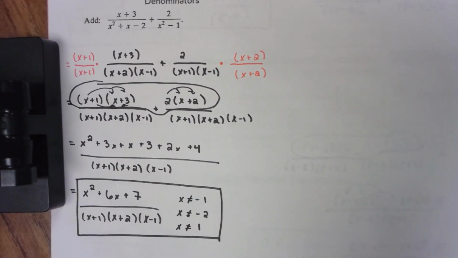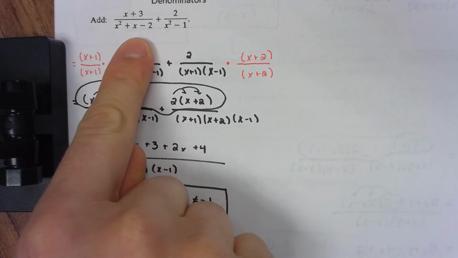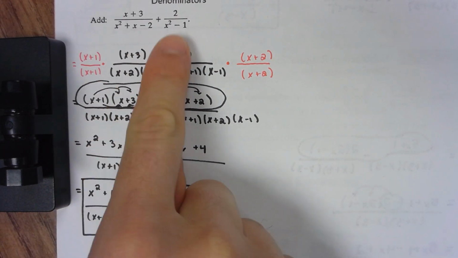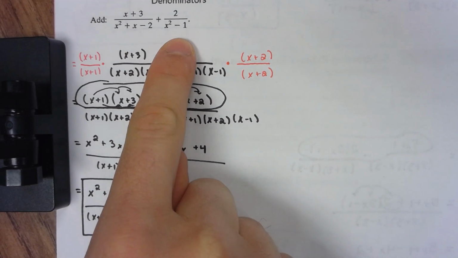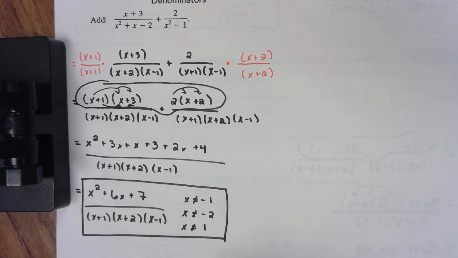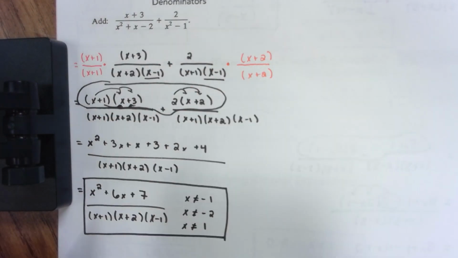So starting with the factoring of both denominators, x squared plus x minus 2 factors to x plus 2 times x minus 1. X squared minus 1 factors to x plus 1 times x minus 1. So in this case, it's always a good idea to start with what do both denominators already have in common? They both already have an x minus 1.